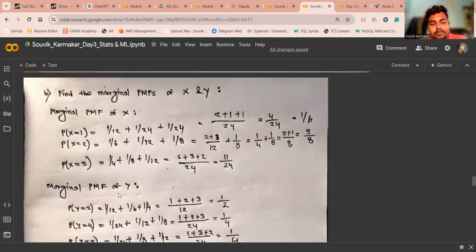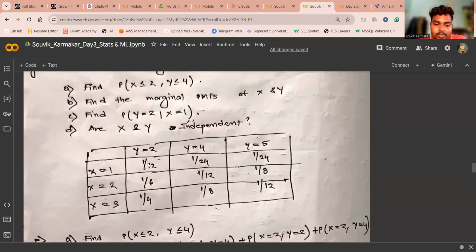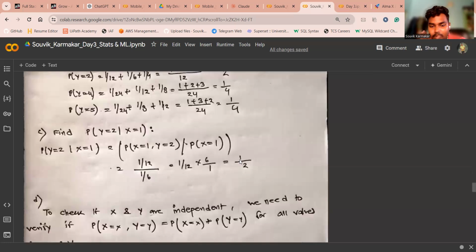Similarly, we have to calculate for Y also. For Y equals 2, we have to add all these values. For Y equals 4, we have to add all these values, and for Y equals 5, we have to add all these values. So let's see the values. The probability of Y equals 2 is coming as 1 by 2, the probability of Y equals 4 is coming as 1 by 4, and similarly, Y equals 5 is coming as 1 by 4.